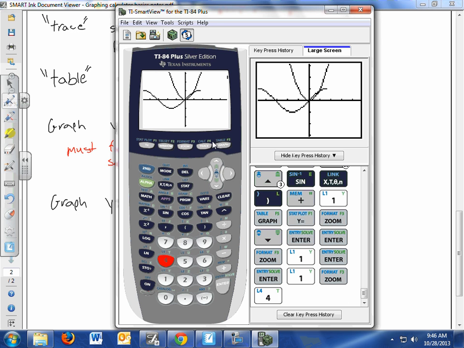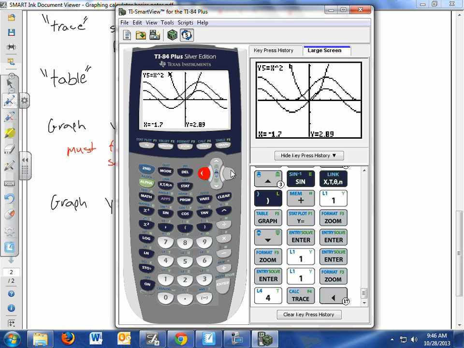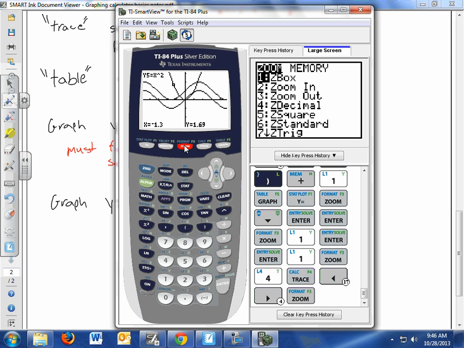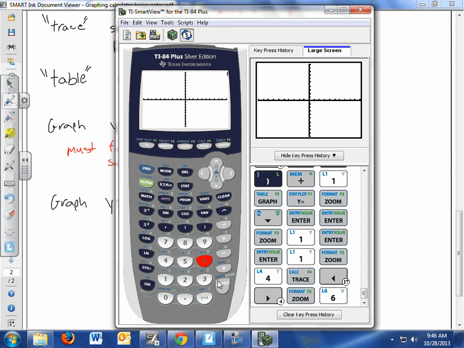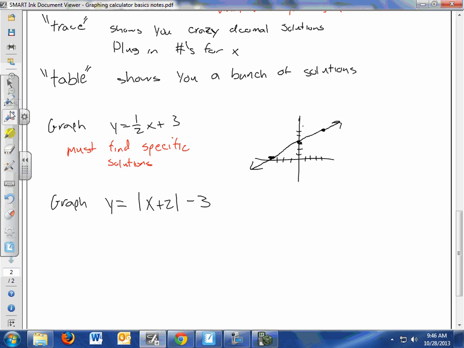Let's see. So press trace, and we should go by decimals. Yeah, that's nice right there. Zoom decimal. Okay, and whenever you need to go back to the regular zoom, zoom standard 6 will take you back to the regular default zoom. So write that down if you don't know that yet.